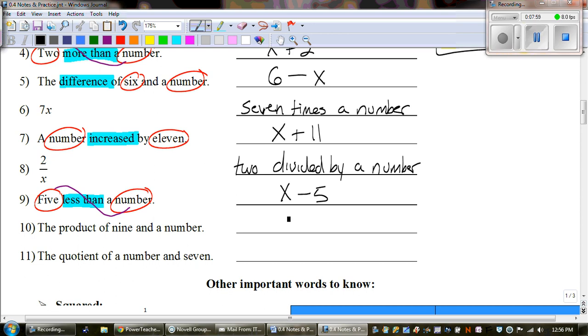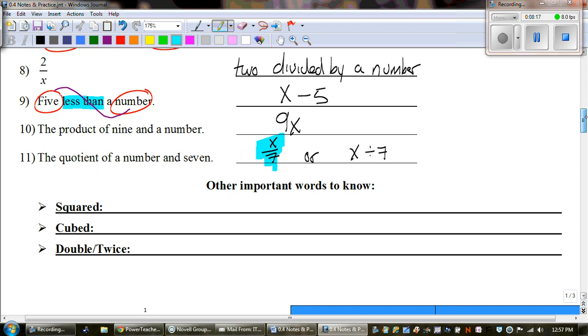Okay, the product of 9 and a number, 9x. And then the quotient of a number and 7 was x divided by 7. Or you could have written x divided by 7 that way, but that's the way you're going to see it the most. Okay?